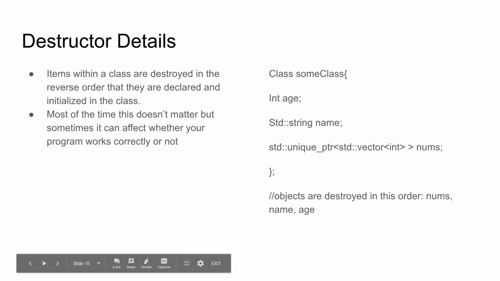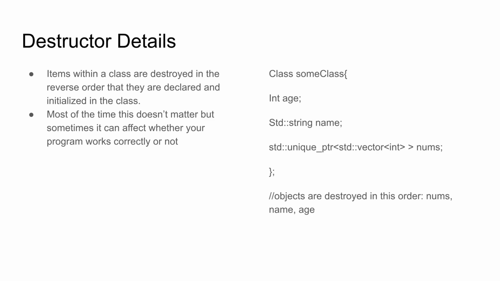Some things to note about destructors is items in the class are destroyed in the reverse order they're declared and initialized in the class. So since we have real then imaginary, imaginary would be destroyed first and then real. Most of the time this doesn't matter, but sometimes it could potentially affect whether your program works or not. So if we had some class that had age, string, and nums, the objects would be destroyed nums first, then name, then age. So the backwards order.